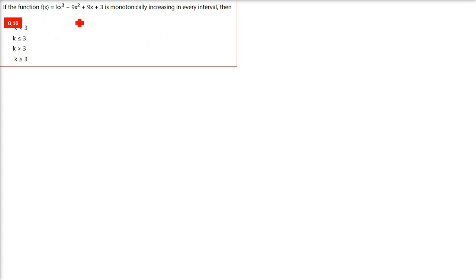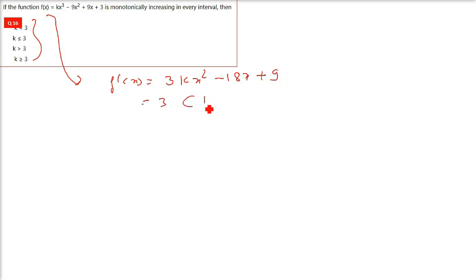So in this question, f(x) is monotonically increasing in every interval, then. So these are the different options you have. Monotonically increasing in every interval. So the first thing we generally do, we just differentiate it. So we are going to differentiate it here also. This f dash x is equal to 3kx square minus 18x, and then we have plus 9. So I'm taking 3 outside. You'll get kx square minus 6x plus 3.